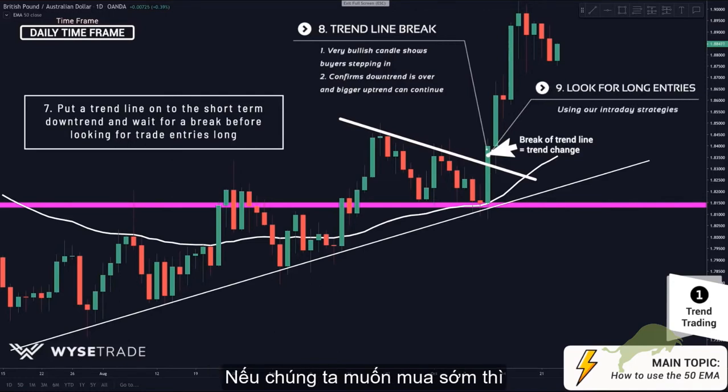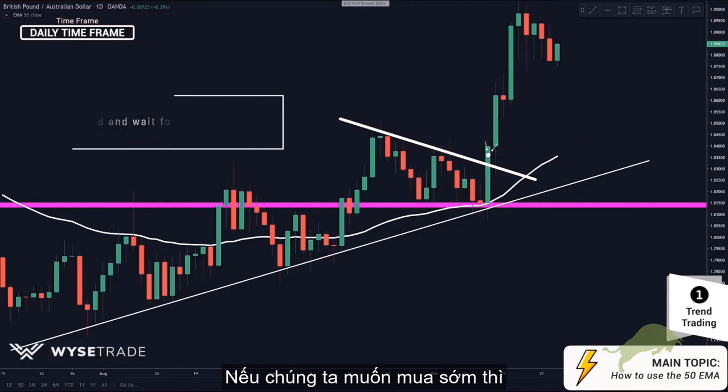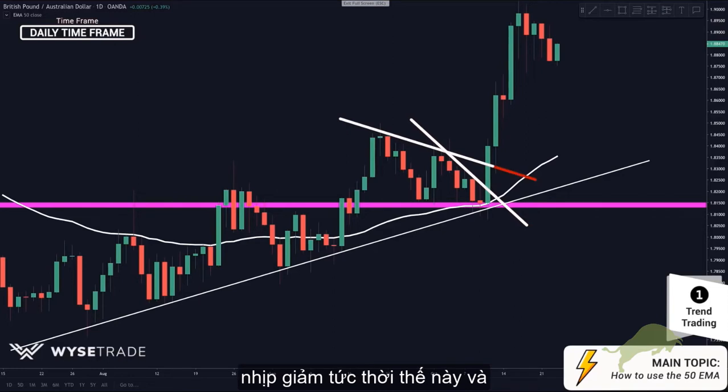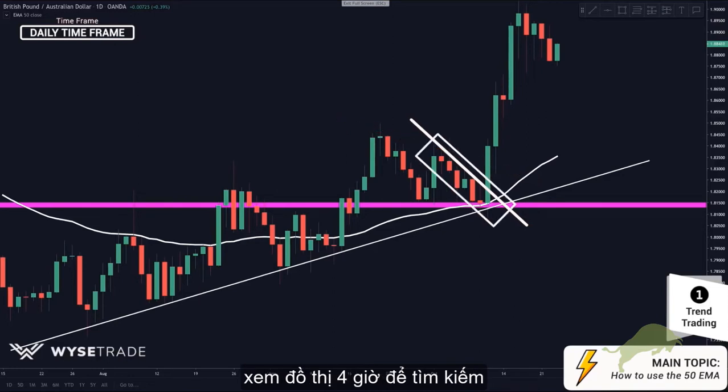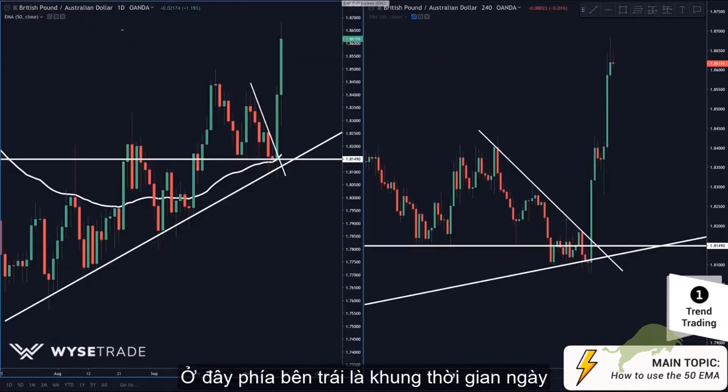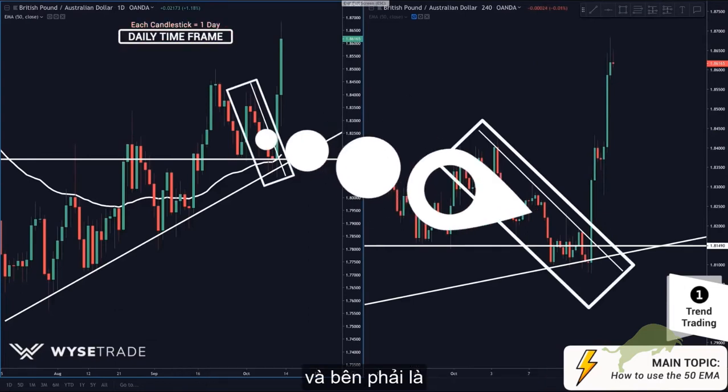Now for us, we like to take earlier entries. So what we do is we put a tight trend line onto this immediate downtrend like this and go to the 4-hour time frame and look for a trend change to take an earlier and tighter entry. So let's put the 4-hour time frame beside the daily time frame. So here on the left is your daily time frame, and here on the right is your 4-hour time frame.